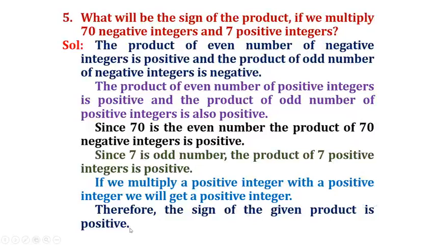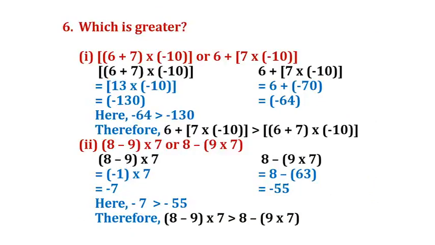Okay, next, the sixth one: which is greater, you have to find out. Just calculate these two expressions and find out which one is greater. First I am taking the first expression, which is 6 plus 7 into minus 10. First we have to calculate whatever is in the brackets. So 6 plus 7 is 13 here, and 13 into minus 10 is minus 130.